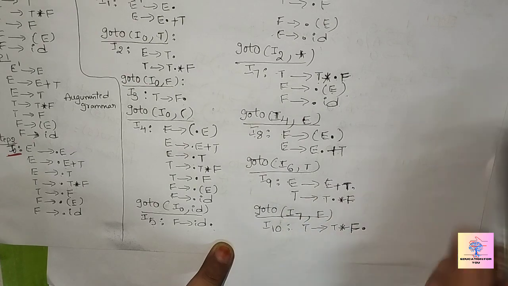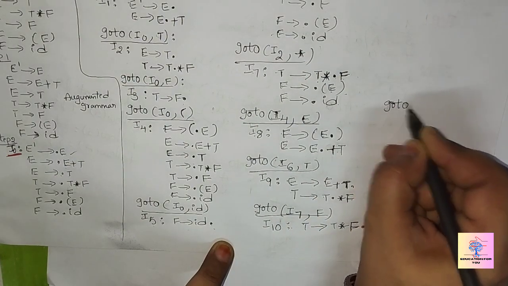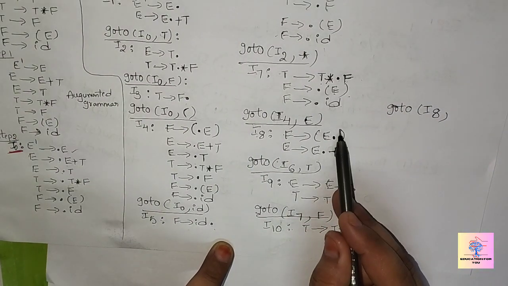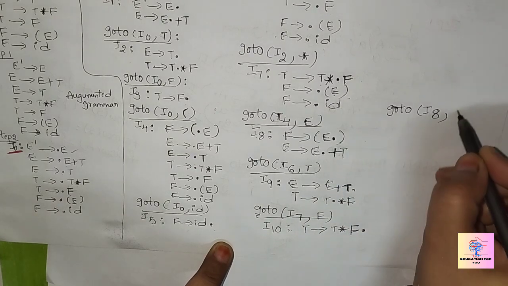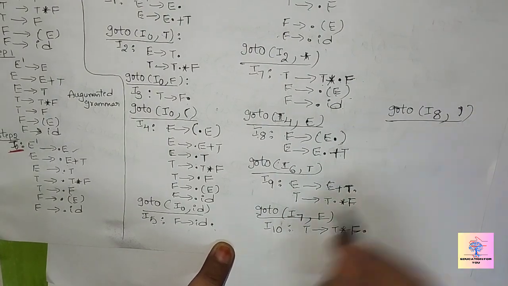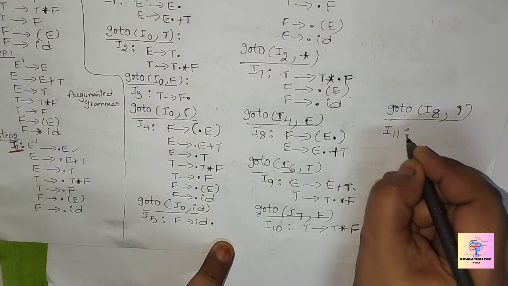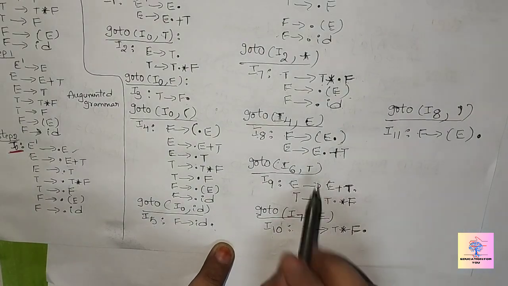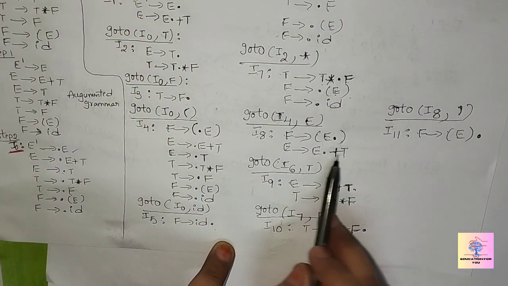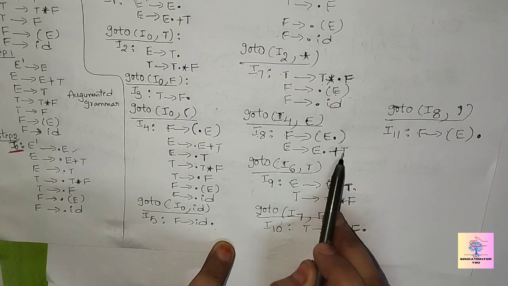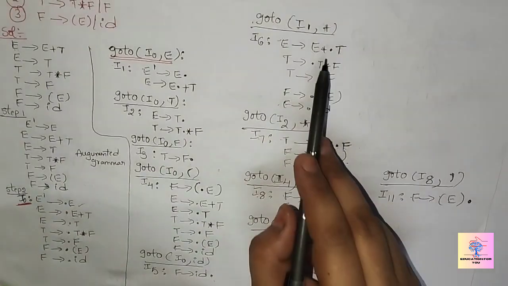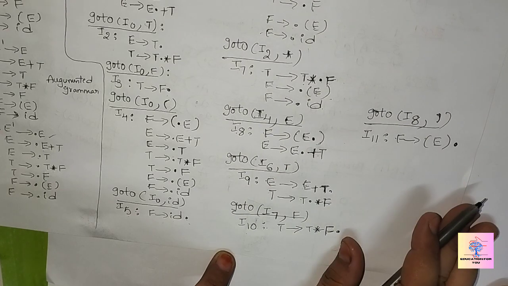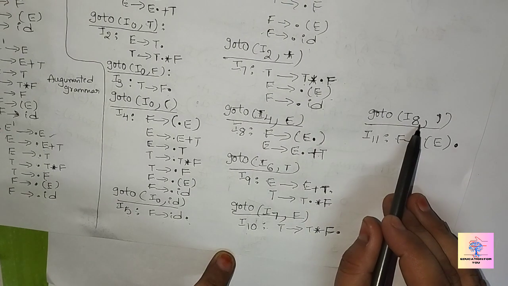Now coming to I8, that is go to I8 comma. This dot you have to shift after the closed parenthesis, that is I8 comma closed parenthesis. So the next state is I11. So F is going to produce open parenthesis E closed parenthesis dot. If you perform dot plus here, after the plus you will get the dot. You already performed that here, so no need to perform. I11 is also over. Now the I8 state is over.